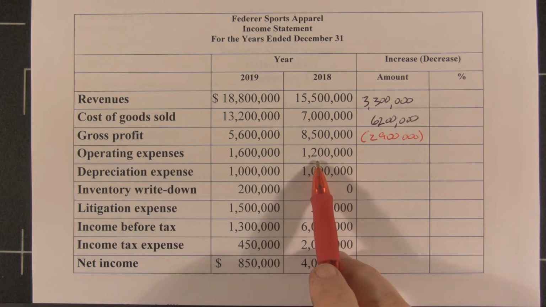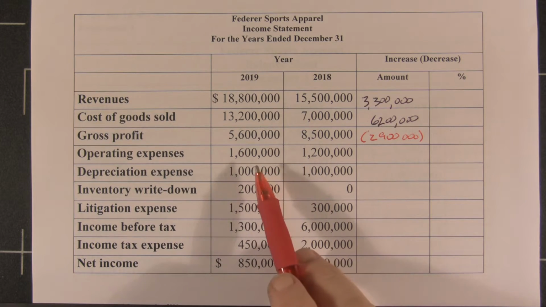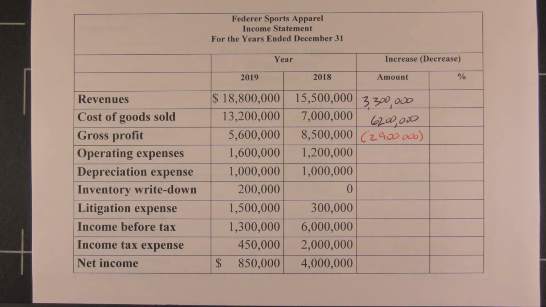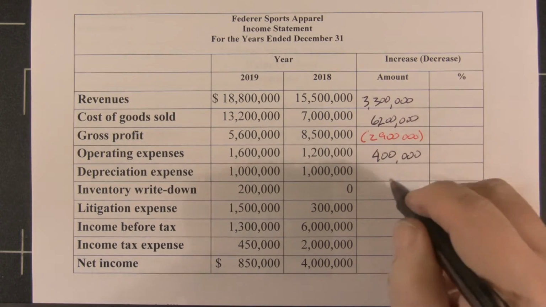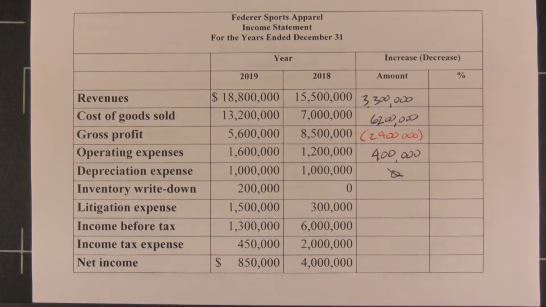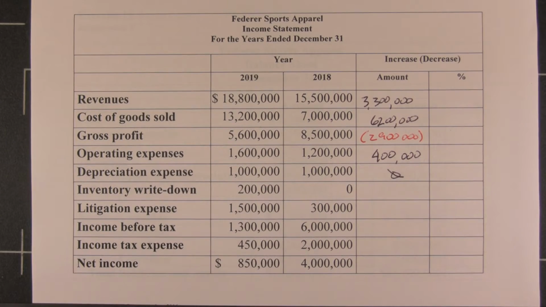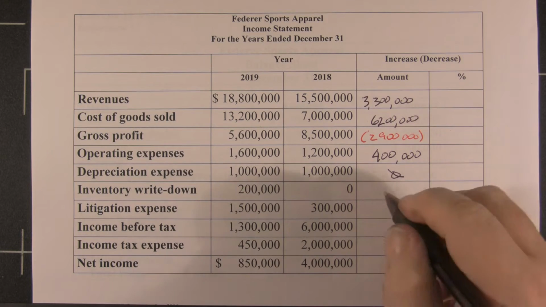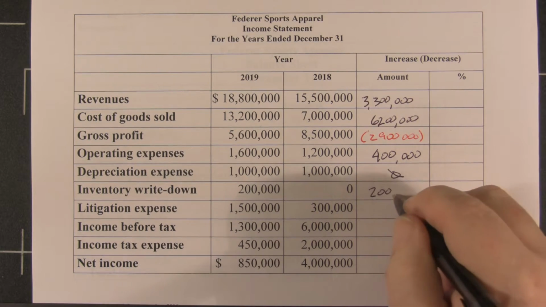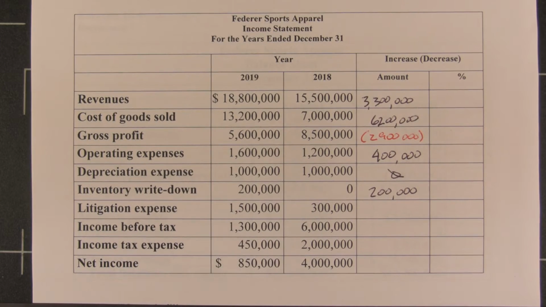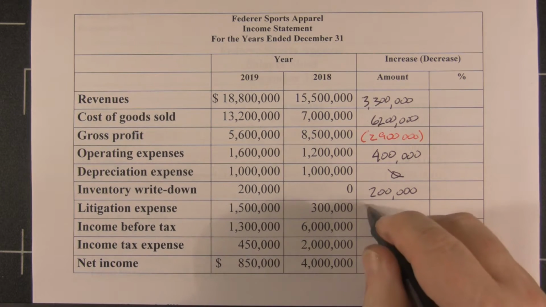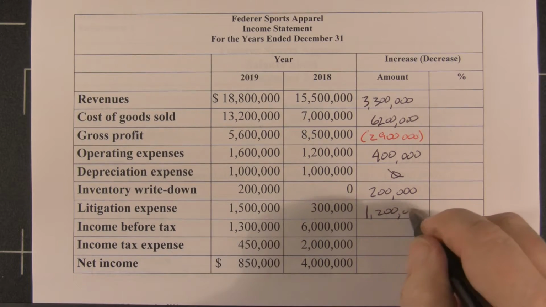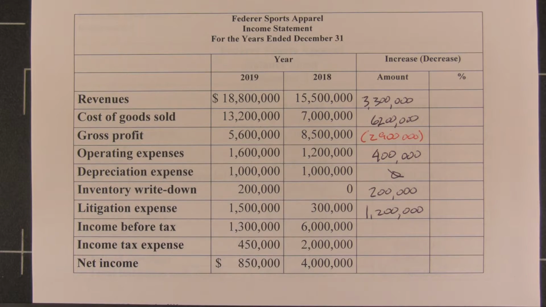Last year, in 2018, it was 1.2 million. This year it was 1.6 million. It went up $400,000. There was no change in our depreciation expense. Our inventory write-down went up $200,000. We had none in 2018 and $200,000 this year. Our litigation expense was $300,000 last year. It was 1.5 million this year. It went up by 1,200,000.